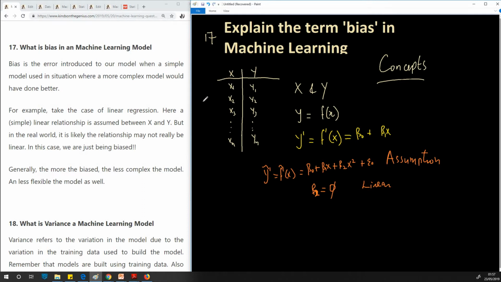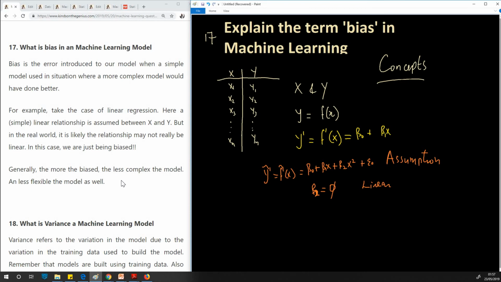So for example, take the case of linear regression, as I explained on my website. Here, a simple linear relationship is assumed. But in the real world, it's likely that the relationship may not really be linear. In this case, we are just being biased. That is where the term bias comes from: we assume a simple model when a more complex model would have been better. Generally, the more the bias, the less complex and the less flexible the model will be.